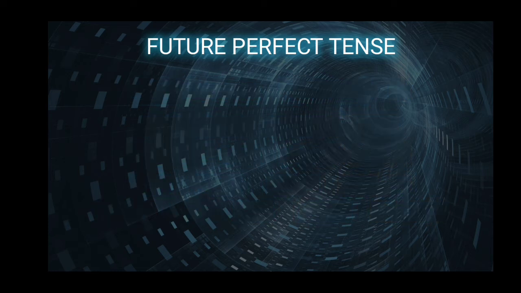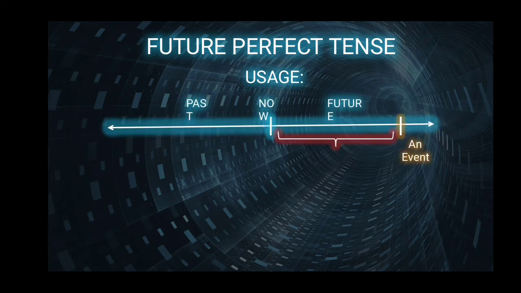Now, let us talk about when to use the future perfect tense. When are we going to use it? Okay, now I want you to take a look at the figure here and try to understand what this figure is all about. The line represents your timeline, okay? And you have the past, and then now, which is the present, and then the future.